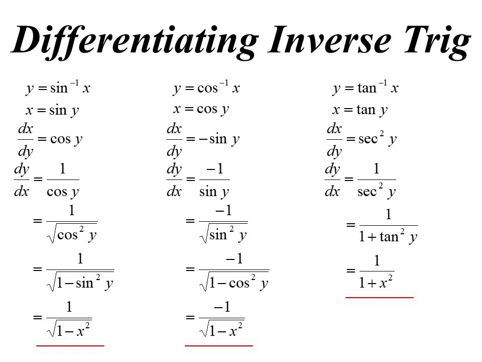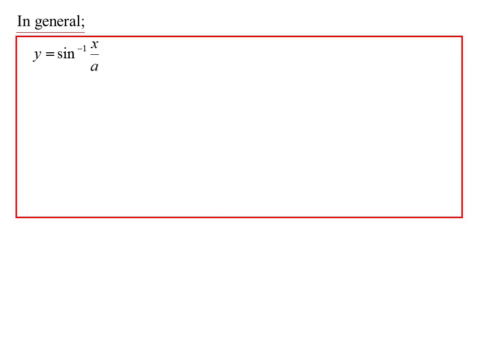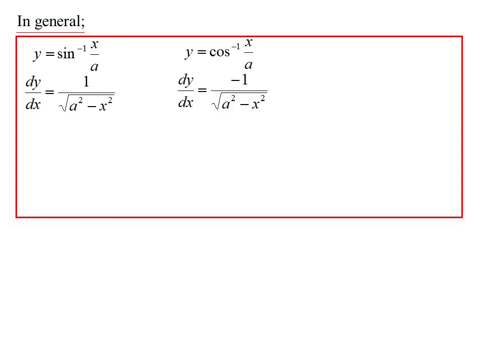So let's look at that to generalise it. If it is a linear function, x over a, which I've written rather than a times x, then it becomes 1 on the square root of a squared minus x squared. Inverse cos, the same thing, but it'll be negative. And this is where we need to be careful, because inverse tan doesn't have 1 on the top. It actually has a on the top. So you get a on a squared plus x squared.